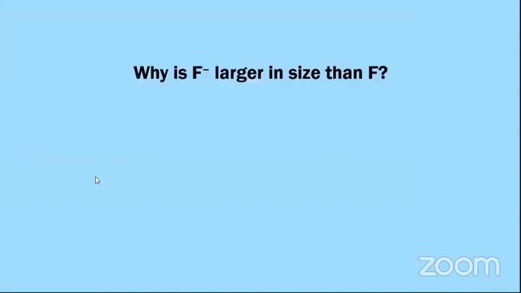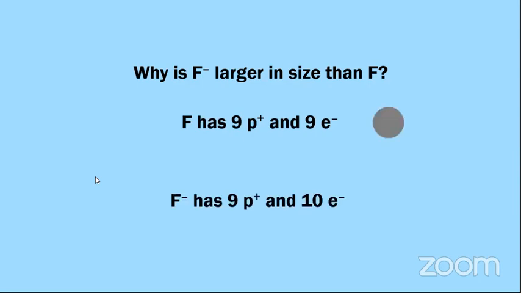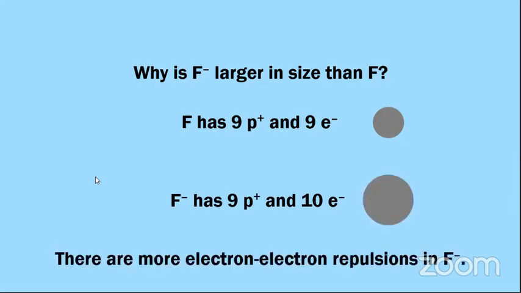All right, well, before we answer this question, let me remind you of an example from another part of the periodic table. So why is fluorine -1 larger in size than the fluorine atom? And the answer is because fluorine, the -1 ion, the fluoride ion, has one more electron. So it's not about protons, it's about more electrons. So why is it larger? It's because of electron-electron repulsions.